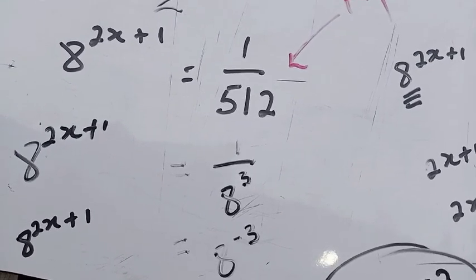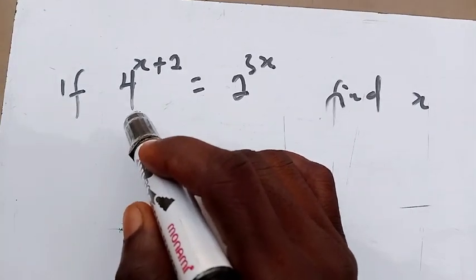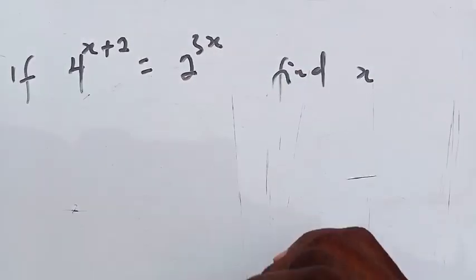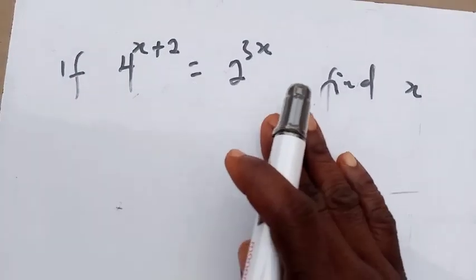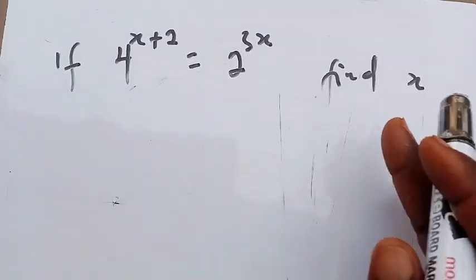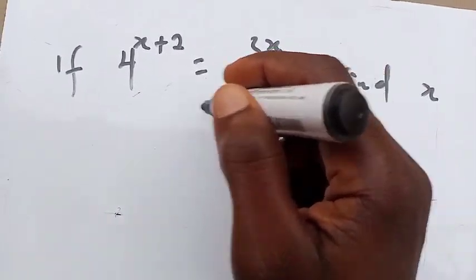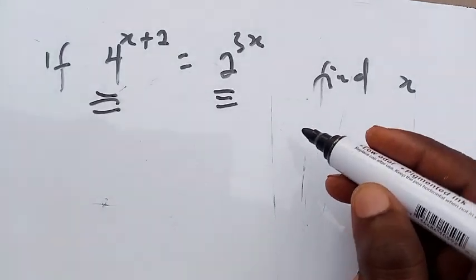Let's have another simple question. If 4 raised to the power s plus 2 is equal to 2 raised to the power 3s, we should find the values of the x. Now, this is similar to the question I just solved. The whole idea here is that you have to see the same number here and the same number there, and then you equate all the exponents. So that is the secret.